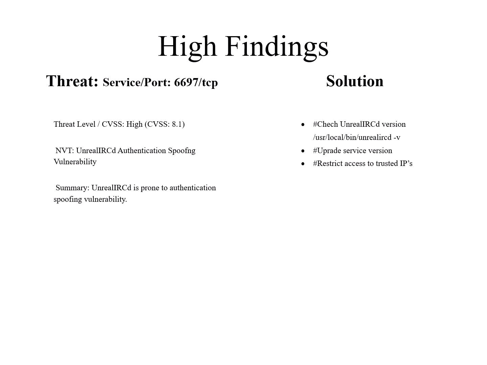The next threat is port 6697 TCP. It is a threat level of CVSS 8.1. It is the UnrealIRCd. It has an authentication spoofing vulnerability. We want to check the version. Then we want to upgrade our service version and restrict access to only trusted IP addresses.